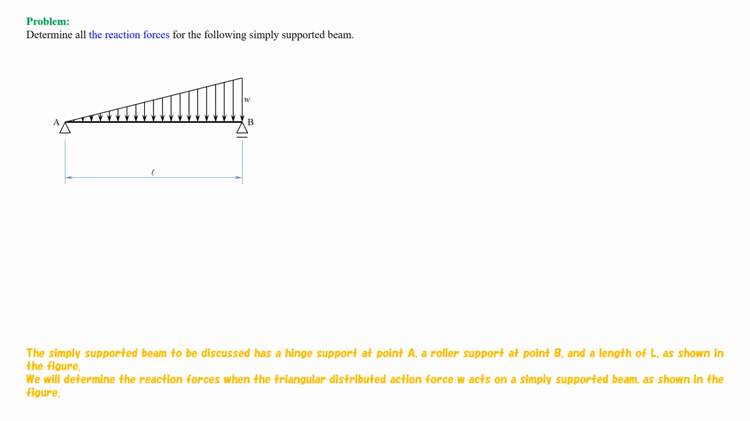The simply supported beam to be discussed has a hinge support at point A, a roller support at point B, and a length of L, as shown in the figure. We will determine the reaction forces when the triangular distributed action force W acts on a simply supported beam, as shown in the figure.